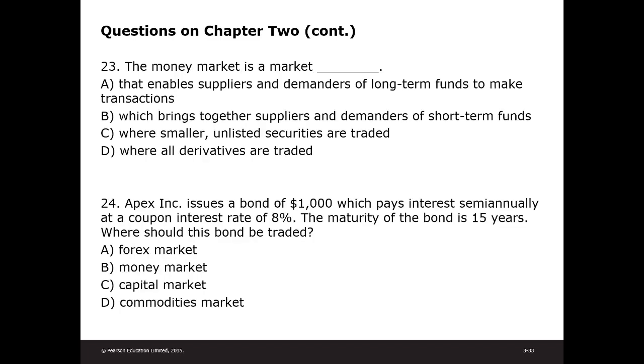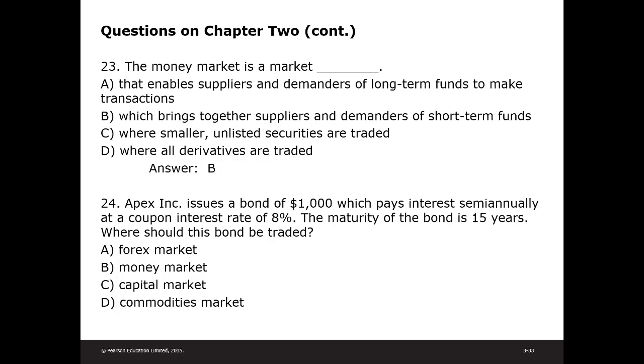Next question. The money market is a market that enables the supplier and demander of long-term funds to make transactions. That's not true, because money markets are short-term markets, containing only short-term instruments, which bring together suppliers and demanders of short-term funds. That one is true. So the answer will be B.